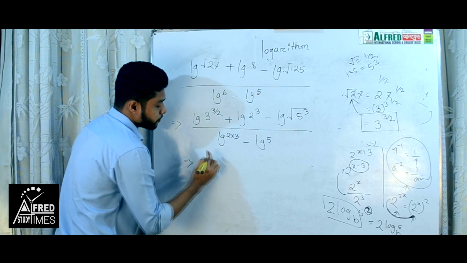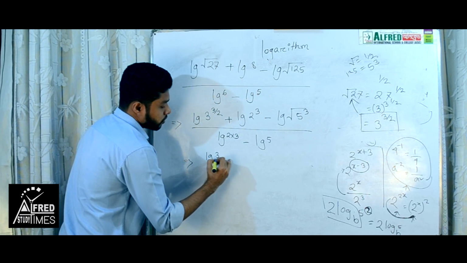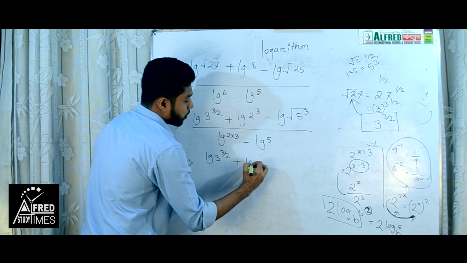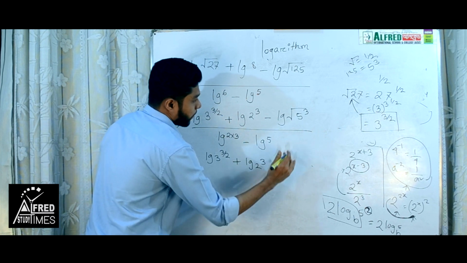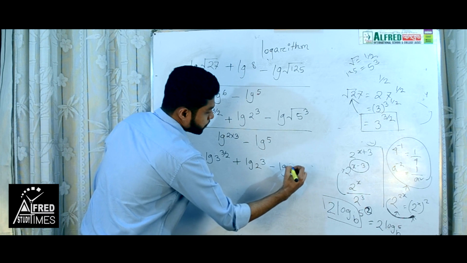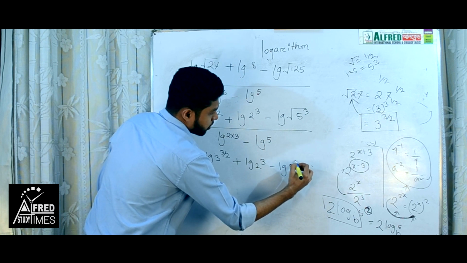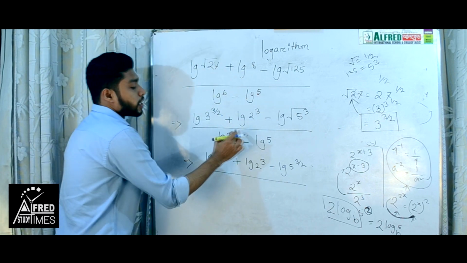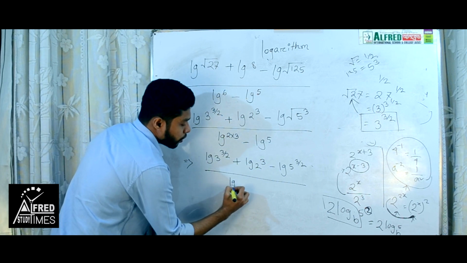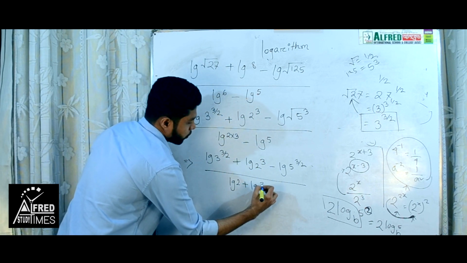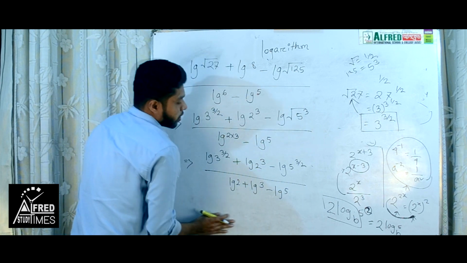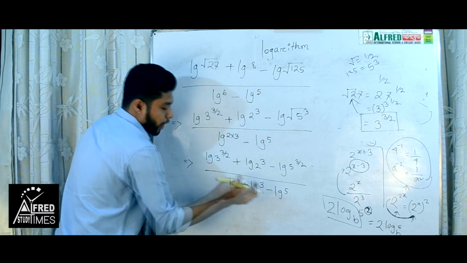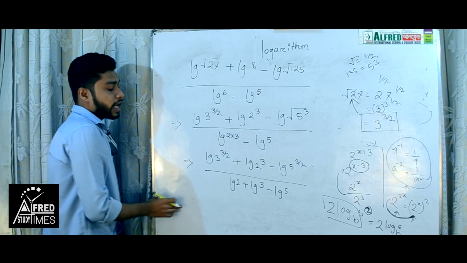Now I can write here log 3^(3/2) plus log 2^3 minus log 5^(3/2), and in the denominator log (3 by 2). There is one formula we have learned: we can write it individually as log 2 plus log 3 minus log 5. Now here you can see there is log 2, log 3, log 5 in both, but they have powers.